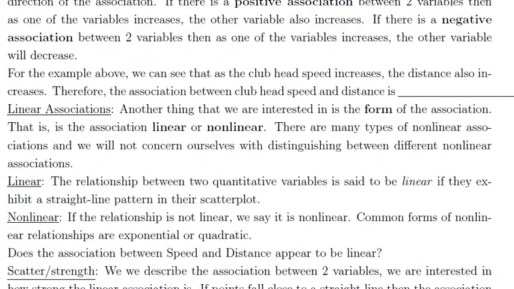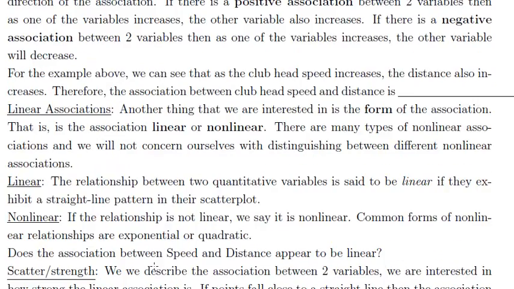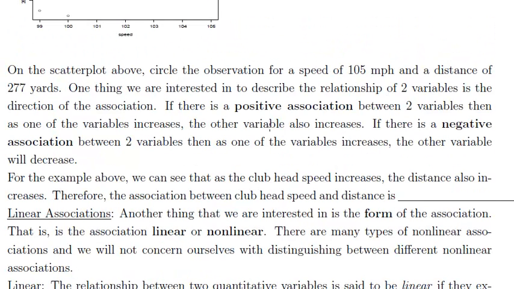A couple things we want to look at when we look at a scatter plot. We want to identify whether there's a linear association or a nonlinear association. I just realized I skipped part of this. The first thing we want to look at is direction. We want to describe whether it's positive or negative.